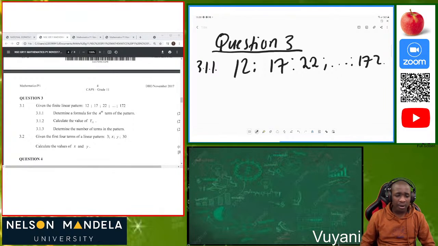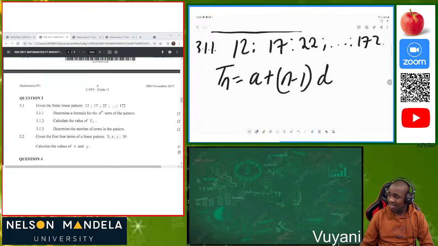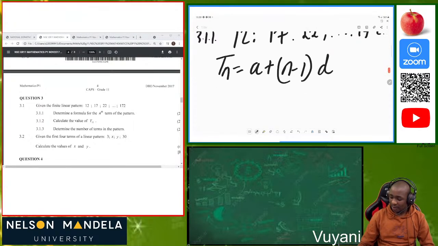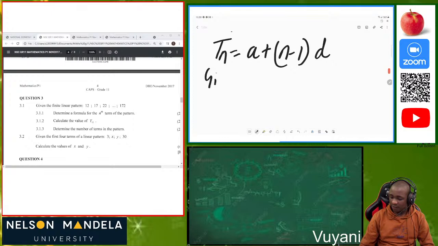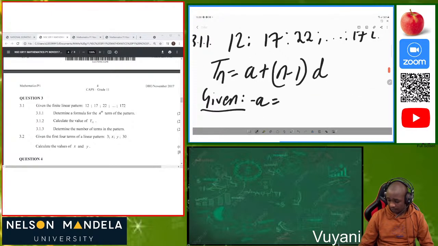Calculating 3.1.1, we are asked to determine a formula for the nth term of the pattern. We have to underline the key term, the nth term. We have to determine the nth term. So we know that Tn is equal to a plus n minus 1 times the constant first difference. What is our a? We can just write here, given, our a will be our first term, and in this case our first term is 12.